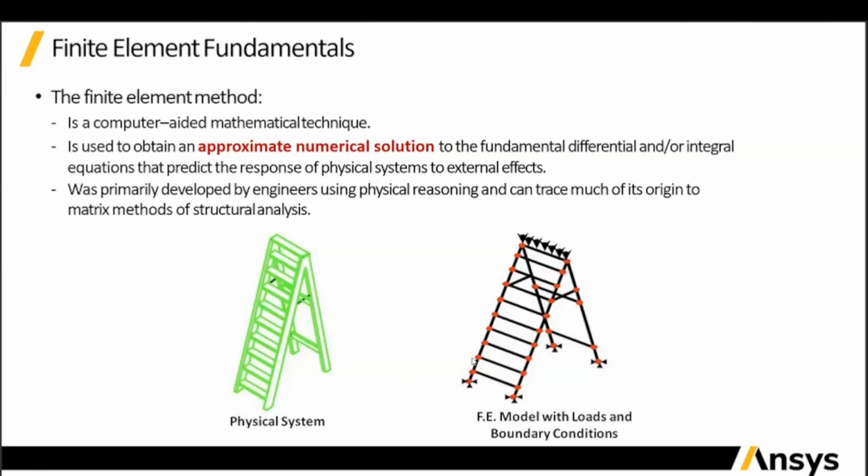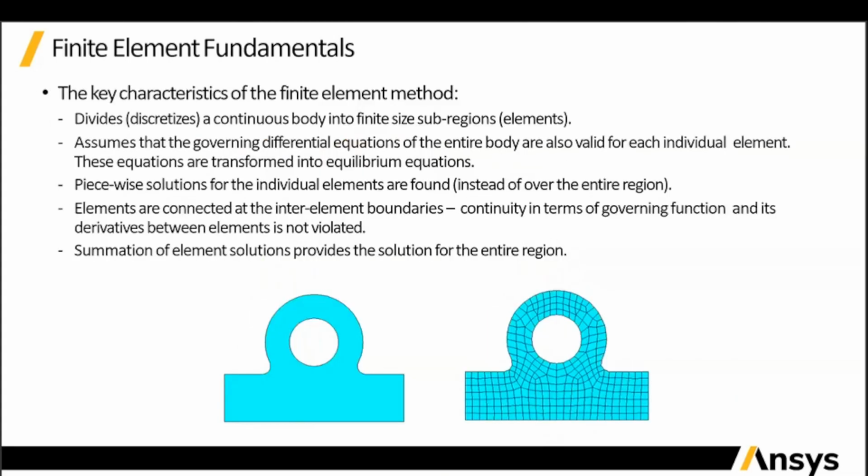You can see the lines, and the red color dots which you can see over here are called the nodes. And the horizontal members are called the elements. So whenever you are given any system, the first thing in finite element modeling is that you have to divide that structure into a number of finite elements.